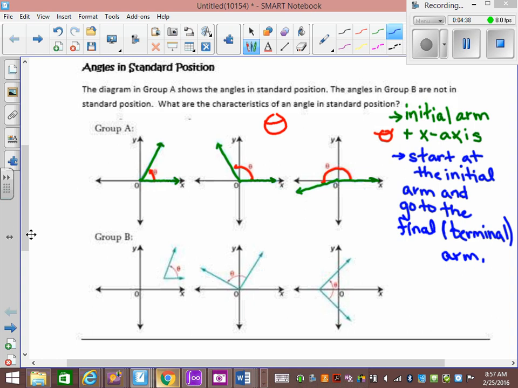Here, this one's drawn randomly off the side. This one, some people will say, well, I went from my initial to my final. That's the same thing, right? But my initial arm is not on the positive x-axis, so that's why it's not in standard position. And then this one's just randomly drawn somewhere else. Now, this angle is always rotated about 0, 0. Okay, it always is rotated about the 0, 0 on the Cartesian plane.